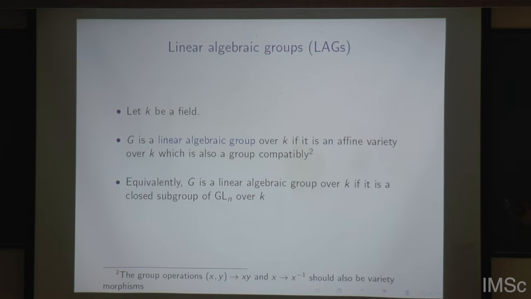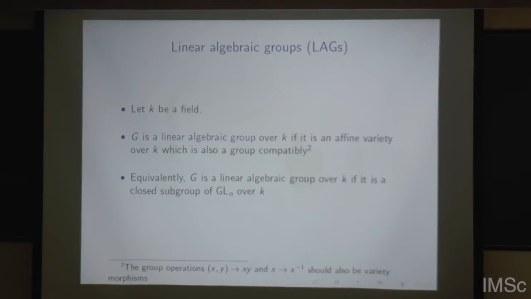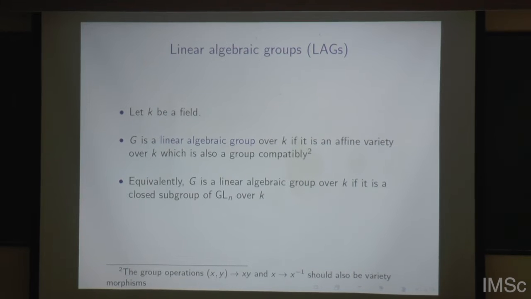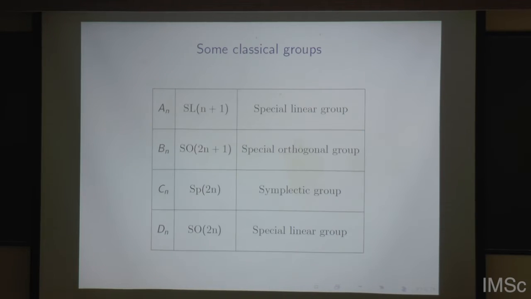Linear algebraic groups. You have a field. A linear algebraic group is just an affine variety which is also a group compatibly, so your group operations must respect the Zariski topology and everything. Or if you like, you can think of it as a closed subgroup of GL_n. Again, examples are better. You have lots of very well studied groups: the special linear group, matrix groups with determinant 1; the special orthogonal group, again determinant 1 but preserving a quadratic form; symplectic groups; and so on.